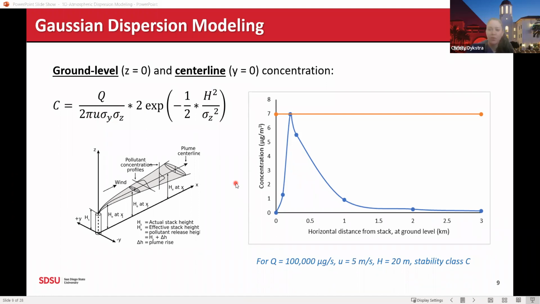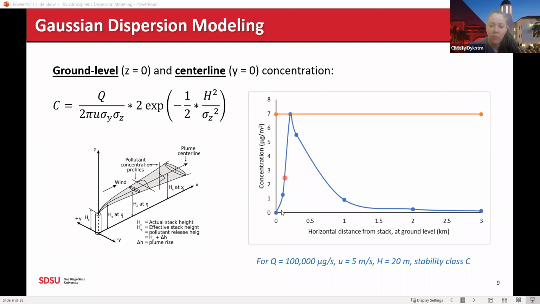So just to give you an idea of what this might look like, if you were walking along this x-axis at ground level, let's say from the 0 point right at the base of the stack itself and walking in the direction of the wind, what would the concentrations be that you'd see? I just plugged in, for example, a 100,000 micrograms per second mass emissions rate, a stack height wind velocity of 5 meters per second, and an effective stack height of 20 meters. I used a stability class of C, which we'll talk about momentarily. And I plotted the concentration in micrograms per cubic meter over that distance.